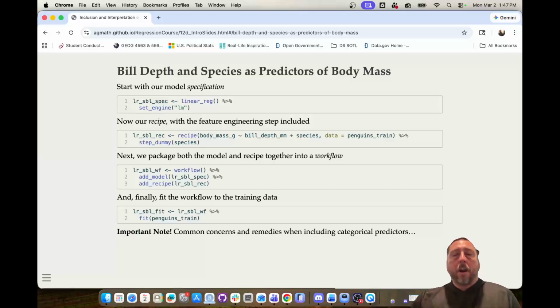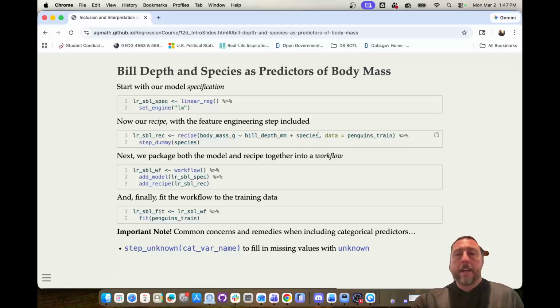All right. There are some common concerns when you're using categorical predictors. I'm going to give you those concerns and some ways to fix them here, and I'll give you some other feature engineering steps later on in the summary that you might be interested in using. So if you have missing values, you can fill in those missing values with a feature engineering step called step_unknown. Inside of step_unknown goes the name of your categorical variable. So here it would be species. And this would handle any penguin where the species was not known. It would create a new category called unknown.